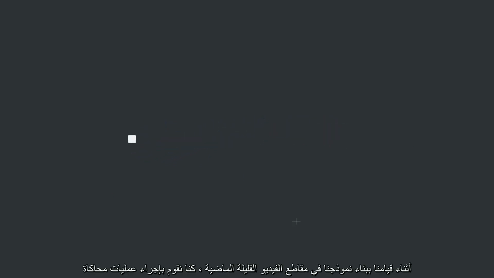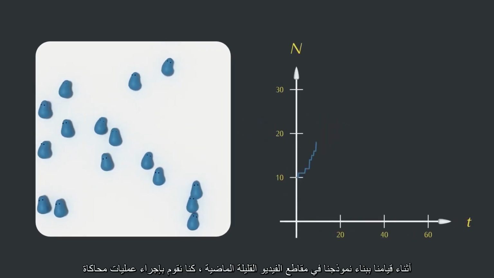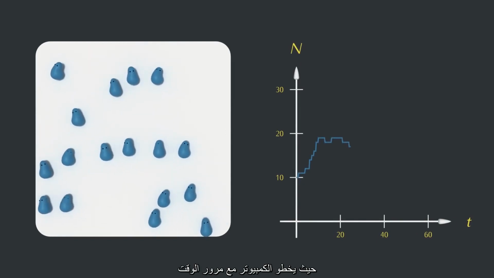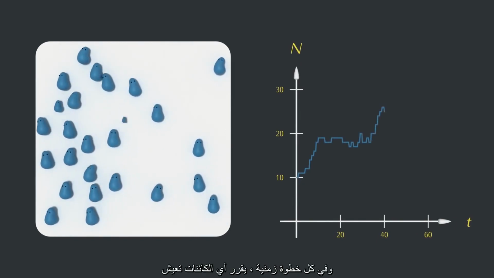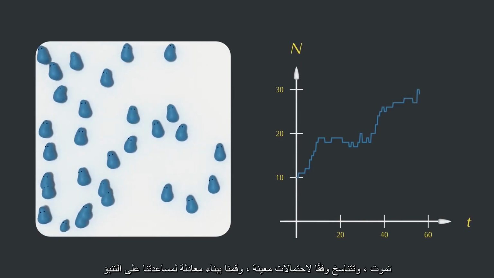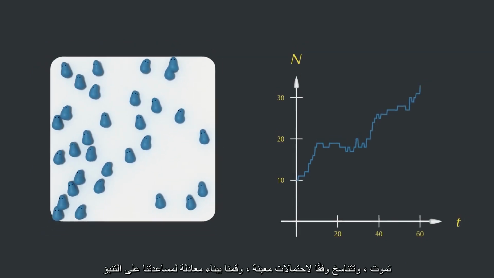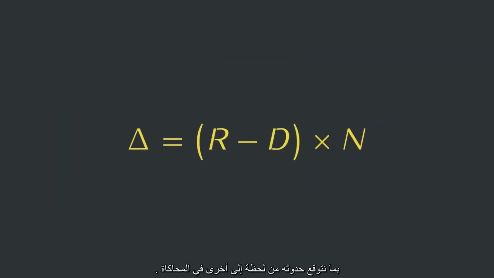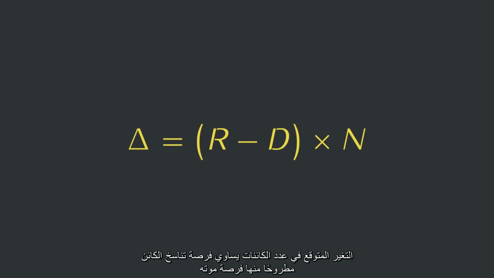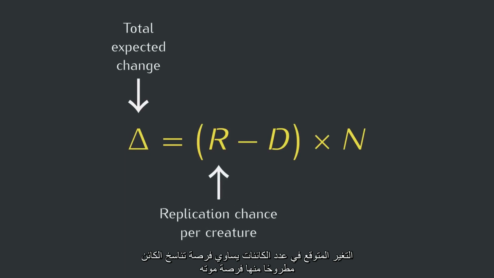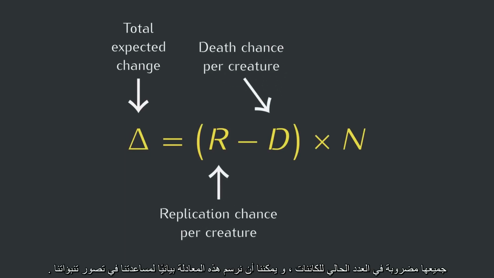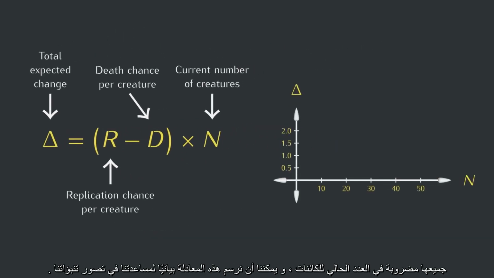As we've built up our model in the last few videos, we've been running simulations where the computer steps through time, and at each time step it decides which creatures live, die, and reproduce according to certain odds. And we built an equation to help us predict what we expect to happen from one instant to the next in a simulation. The expected change in the number of creatures is equal to the creature's replication chance minus its death chance, all times the current number of creatures. And we can graph this equation to help us visualize our prediction.